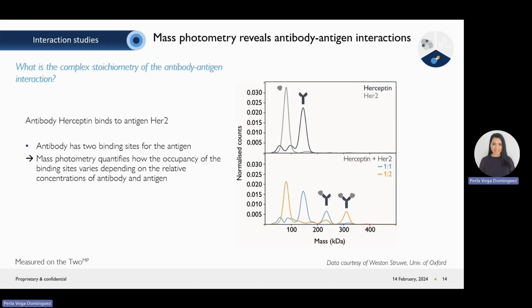However, if we were to mix an excess of the antigen along with the antibody, what we detect is not only the 1-to-1 interacting species, which is in yellow, but also the 1-to-2 interaction species. So this highlights how mass photometry quantifies the occupancy of a binding site of antibodies at different conditions. And these assays take less than 1 minute in terms of measurements.